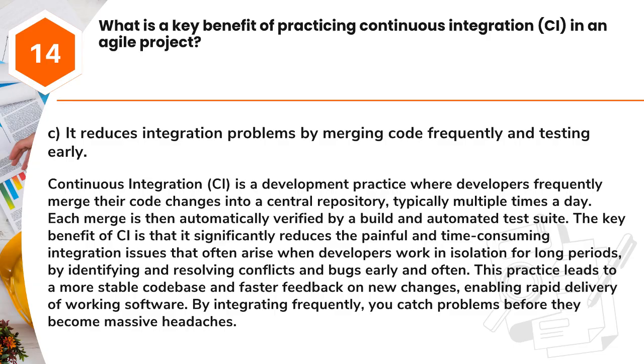Answer: C. It reduces integration problems by merging code frequently and testing early. Continuous integration, CI, is a development practice where developers frequently merge their code changes into a central repository, typically multiple times a day. Each merge is then automatically verified by a build and automated test suite. The key benefit of CI is that it significantly reduces the painful and time-consuming integration issues that often arise when developers work in isolation for long periods, by identifying and resolving conflicts and bugs early and often. This practice leads to a more stable code base and faster feedback on new changes, enabling rapid delivery of working software. By integrating frequently, you catch problems before they become massive headaches.